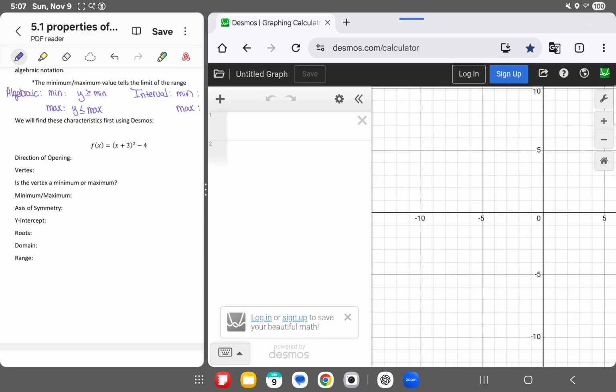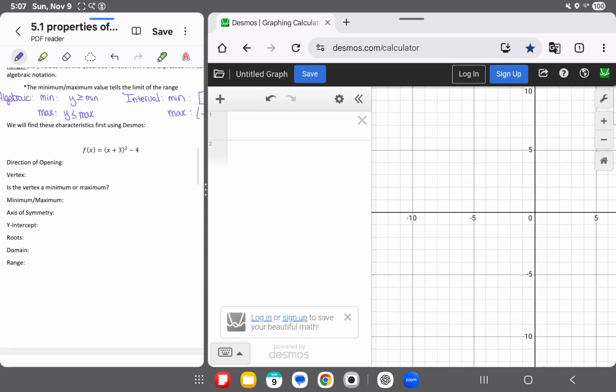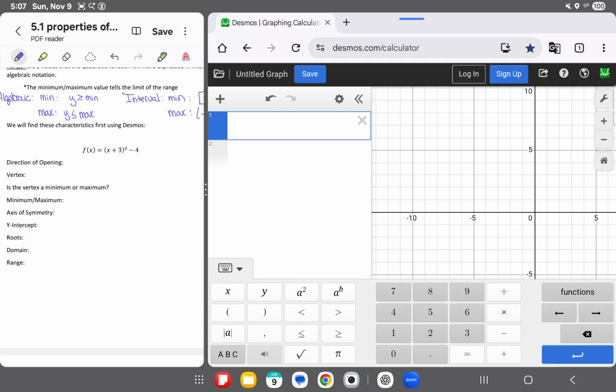So now we are in Desmos, and I have our notes over to the side. We are going to go ahead and graph the function. All we have to do is put it in as it said. You can leave off the f of x, but if you type it in, it's not going to be a big deal. So we have (x plus 3), need to close those parentheses, and then squared, and see, we already turn into a parabola, and then minus 4.